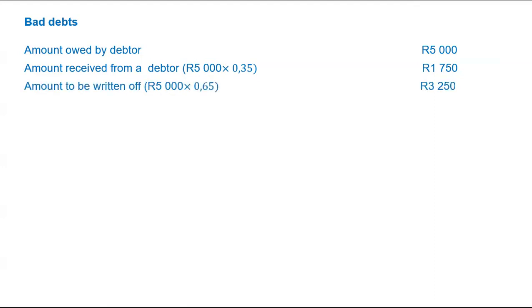That 3,250, we will never receive it. It is what we call bad debts. That amount must be written off. We are going to add it to bad debts under our operating expenses. And we also have to reduce our debtors control as we don't recognize this person as a debtor anymore. We are writing them off.